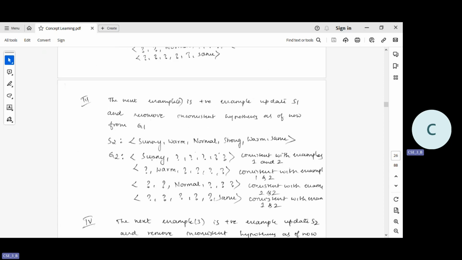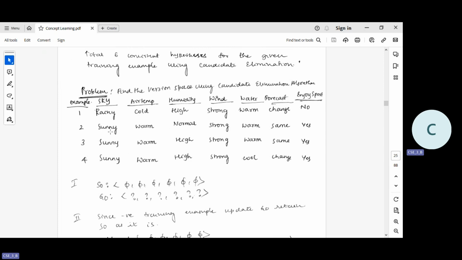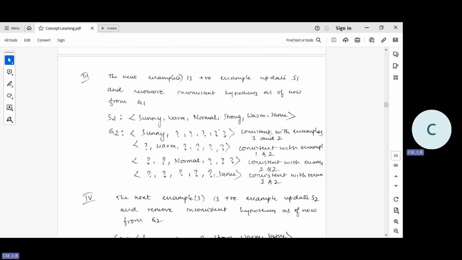So this particular hypothesis, that is Sunny and then all question marks, we can compare with the second training example. Sunny, there is a match, and the question mark can be matched with any value, and you can see the outcome is again positive. So there is a match, the outcome is positive. Then we can observe that this particular hypothesis is consistent with training examples 1 and 2. So we have written that it is consistent with training examples 1 and 2.